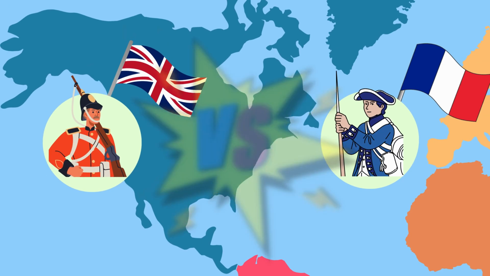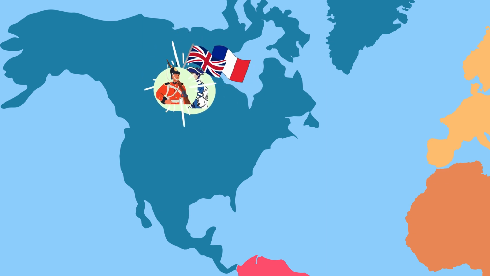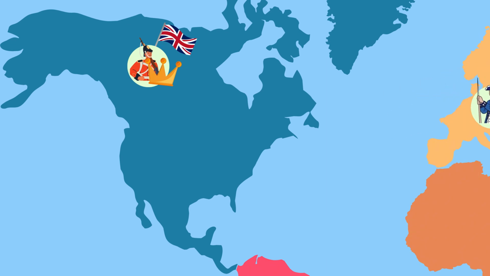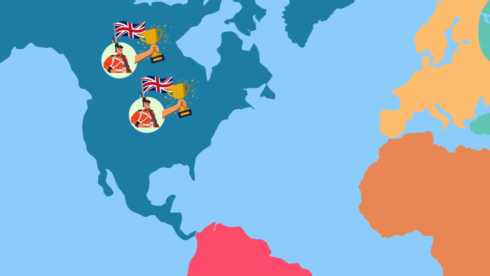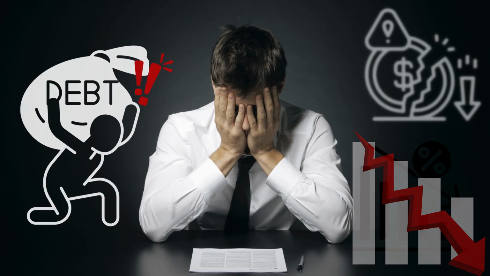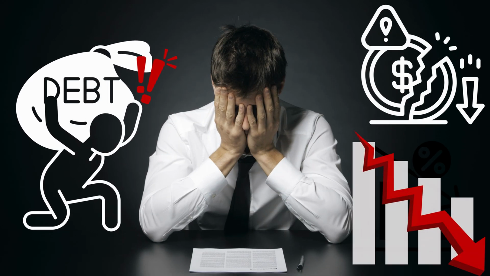In this conflict, Britain and France faced off in North America, with Britain gaining supremacy. France was defeated and forced to retreat, conceding territory to Britain. However, after securing victory, Britain had to pay a steep price, accumulating massive debt.